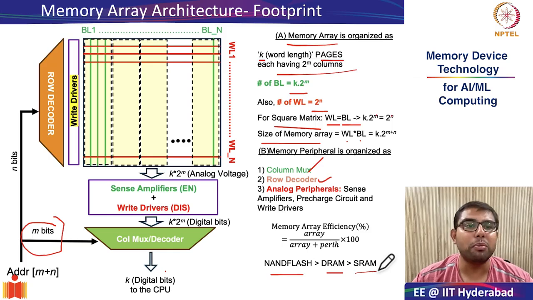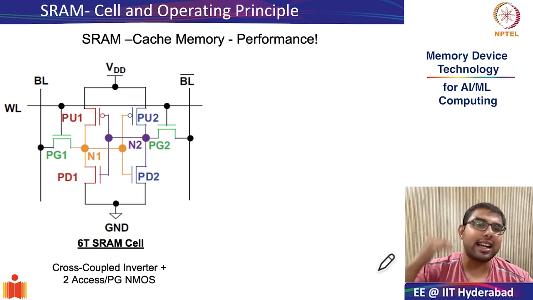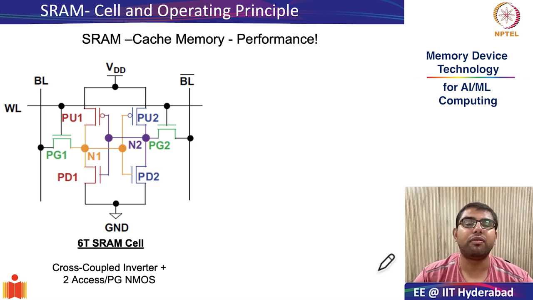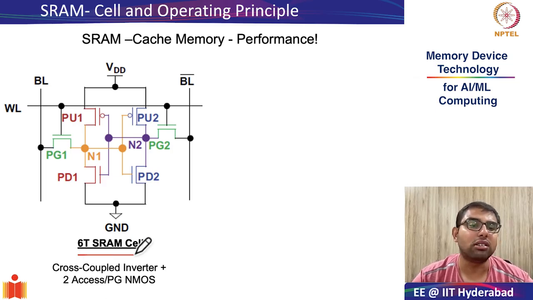Okay, next we moved on to looking at your SRAM. Remember, your SRAM was right at the top of your hierarchy. It formed the cache memory, and therefore the focus was always on performance. So you could compromise a little on the bit density, as reflected when we saw the 6T SRAM cell. Your 6T SRAM cell stores just one bit of information.